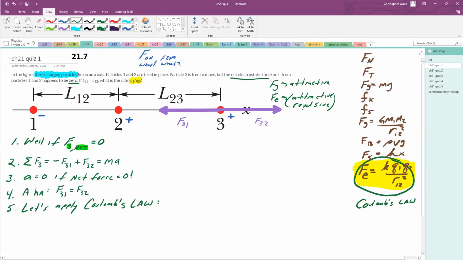So I'll just reference that. Let's apply Coulomb's law and let's use subscripts. Okay, so step 6, F31, follow the subscripts. K Q3 Q1 over R31 squared equals K, follow the subscripts, Q3 Q2 over R32 squared. That's Coulomb's law plugged in for the force between particle 3 and 1 and the force between particle 3 and 2. I've got to keep my eye on the prize here.